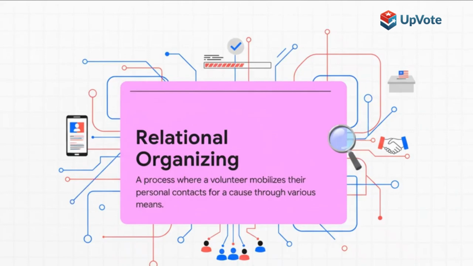This is relational organizing. It's not about cold calling strangers. It's a system that empowers your biggest supporters to reach out to the people they already know, their friends, their family, their neighbors. It's all about tapping into networks that are already built on trust.